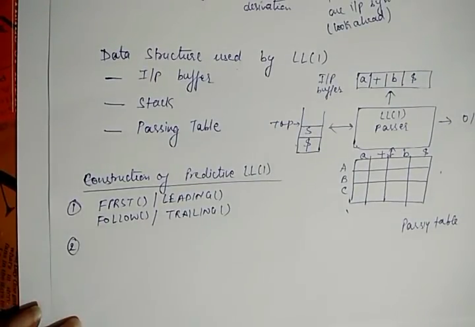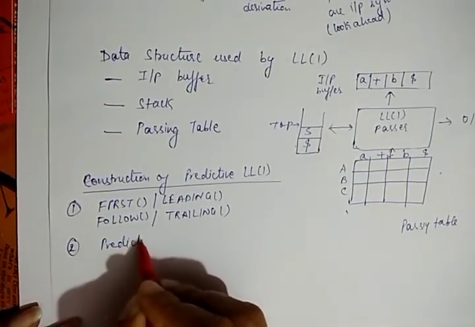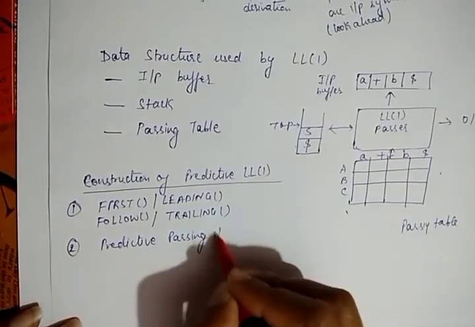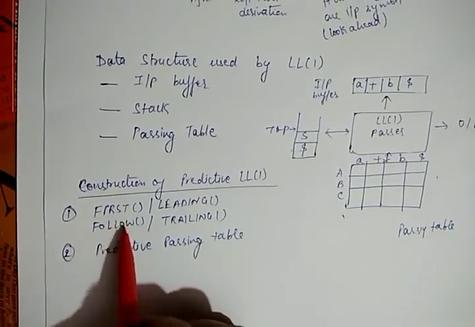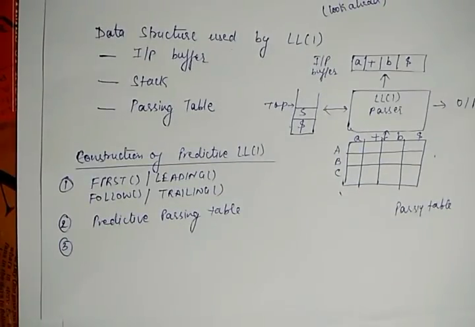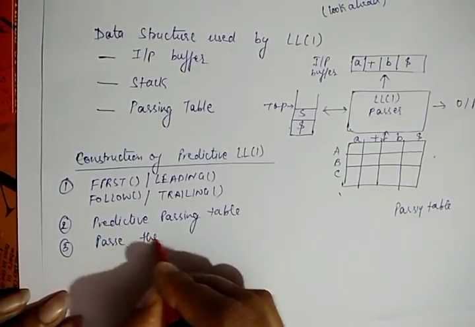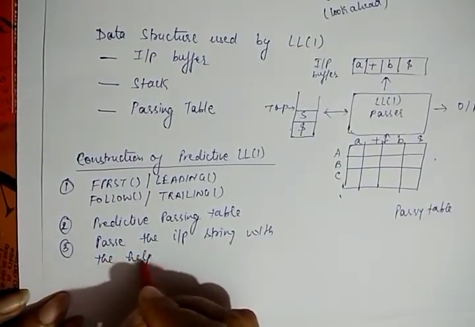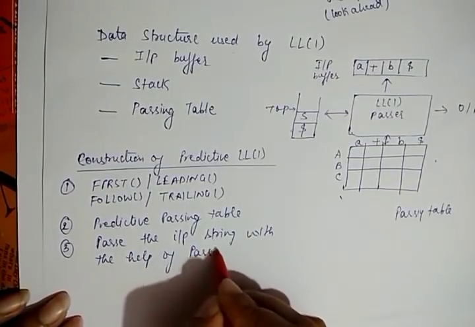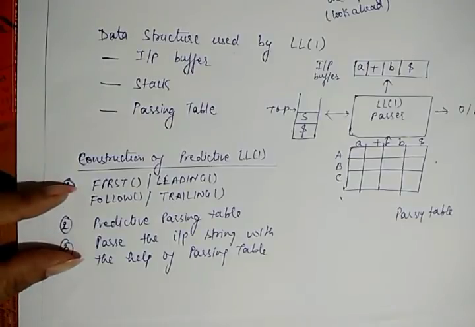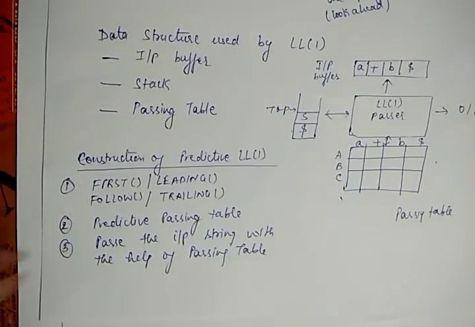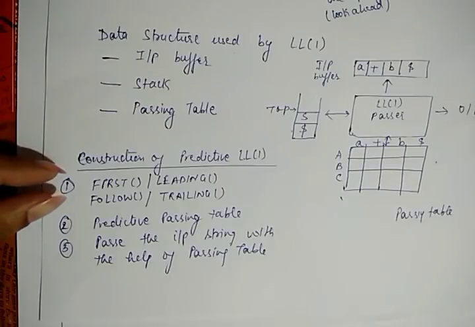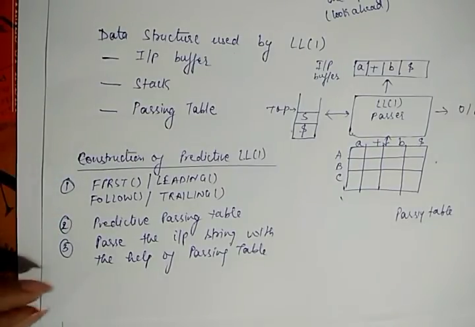Second, we construct the predictive parsing table by using these two functions, first and follow. And the third step is that we parse the input string with the help of this parsing table, which we create in our second step. We discuss all these three steps one by one in three videos. So I created this LL1 topic in three parts. In the first part, we find the first and follow functions. Then we create the parsing table, and by using the parsing table, we parse the input string.